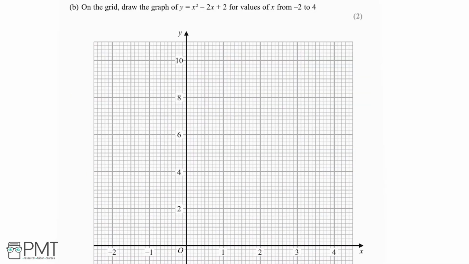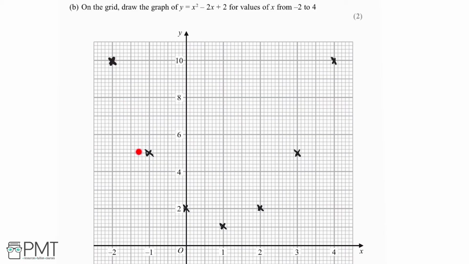So when x is minus 2, y is 10. The next one, x is minus 1, y is 5, so going along minus 1 here, all the way up to 5. X is 0, y is 2. Well, x is 1, y is 1, so it's going to be 1 along here and up to 1 here. And x is 2, y is 2. So up here, x is 3, y is 5, and x is 4, y is 10.